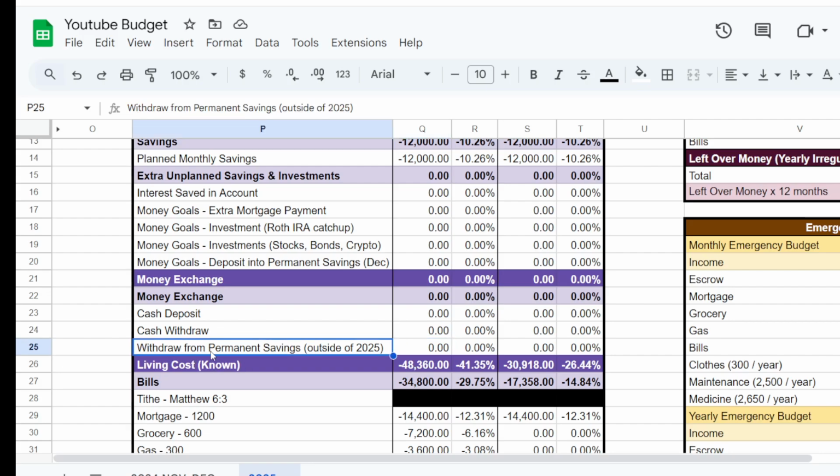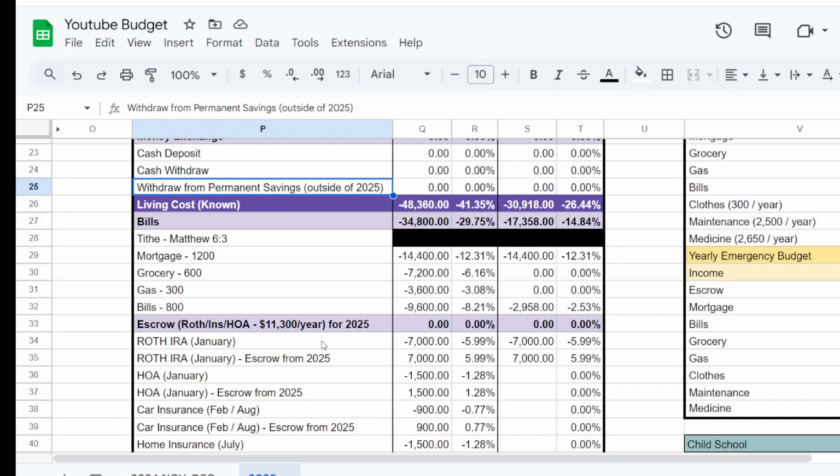And then here I show my permanent savings again, where if I was to withdraw from my permanent savings outside of the 2025 temporary savings, I'll annotate that here. Let's say I had a huge purchase I had to make, maybe a roof repair or an HVAC system repair that my yearly income just couldn't handle, then I will pull from my permanent savings.